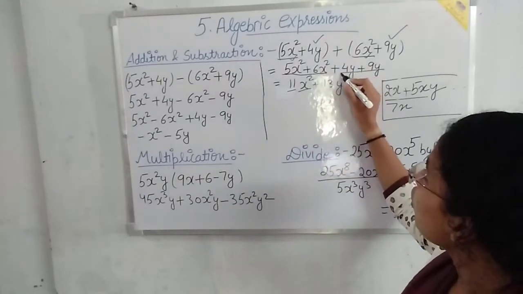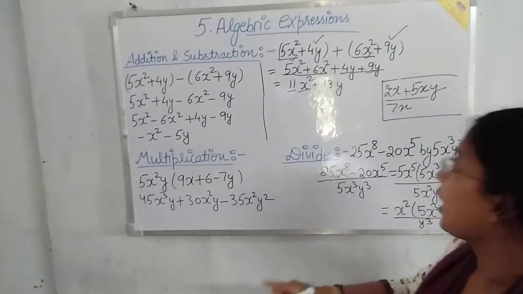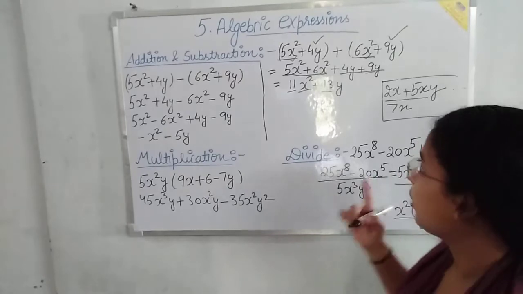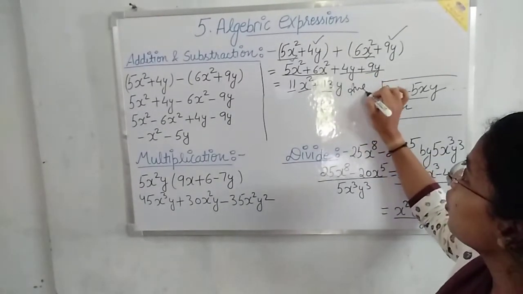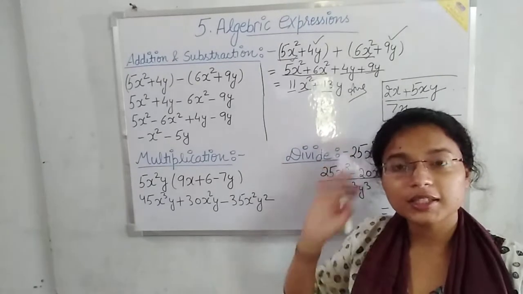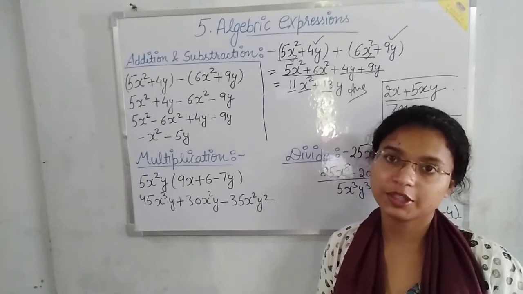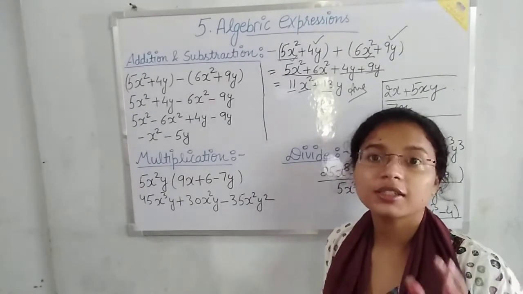Now here also, first add the numericals. 4 plus 9, you will get 30. After that, what is the variable? Variable is y. So write the y. This will be your answer. This is the way how you can add the given algebraic expressions. I hope you understood. Now the next is the subtraction.